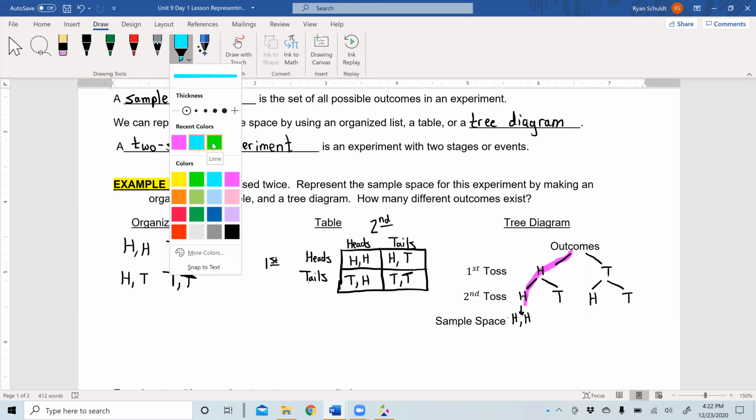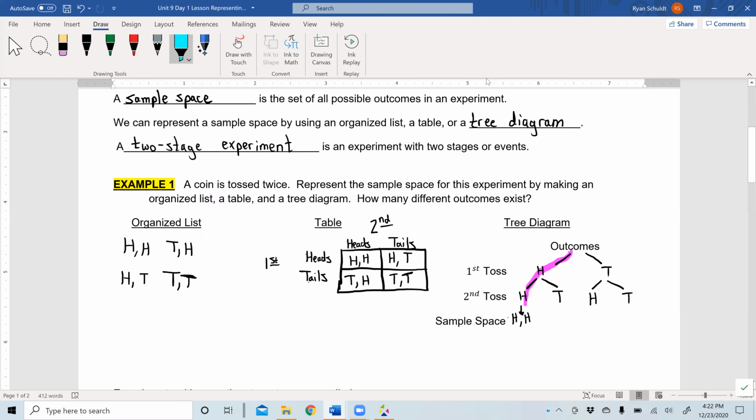Let me change colors. What happens if I start here? Still hit heads, but then this time I curve down. What would that be? Well, I still got heads first, but this time I went tails. So see how I'm doing that? I'm just following the tree. Next one, I hit tails first and then heads. So this will be tails and then heads.